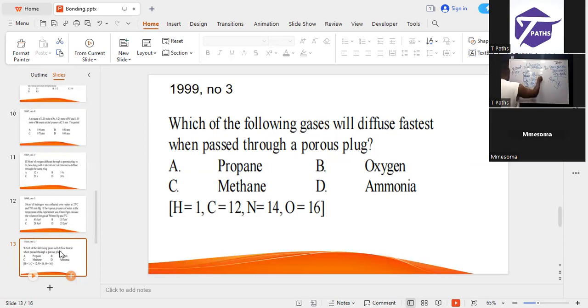The question is asking which of the following gases will diffuse fastest when passed through a porous plug. The one that will diffuse fastest is the smaller gas. The smaller gas is 16 grams per mole. So 16 grams per mole will diffuse fastest. Which of them will diffuse slowest? Propane. So that's a very good question.